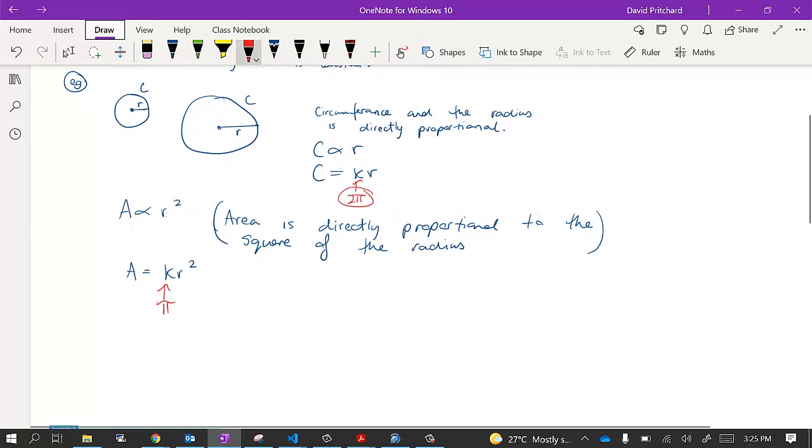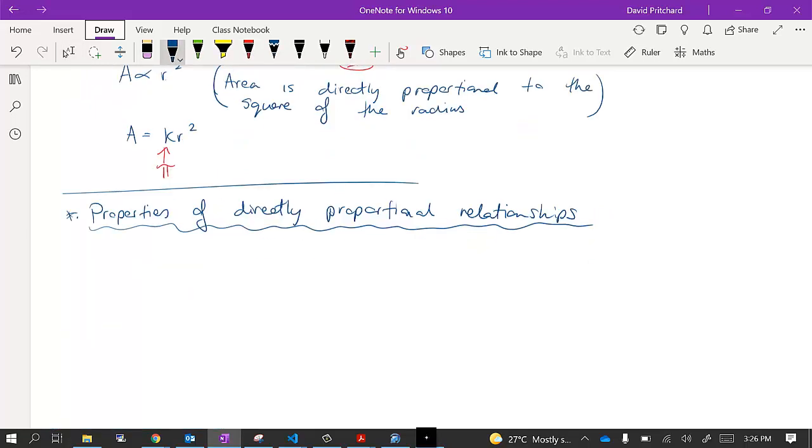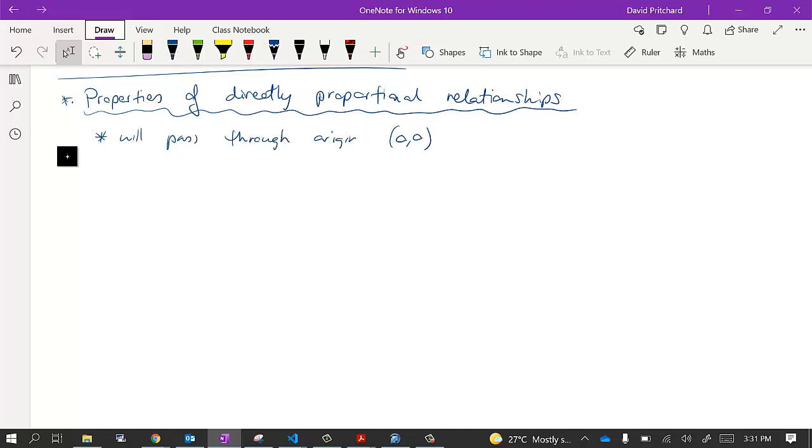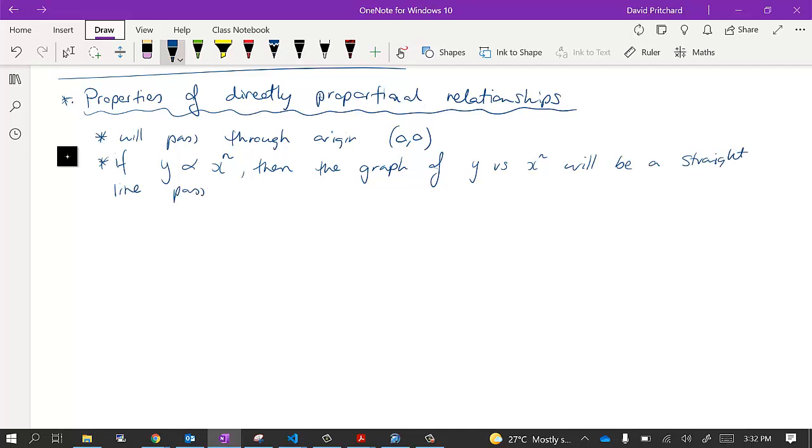Right. There are a couple of properties that we want to write down for directly proportional relationships. The first property is that a directly proportional relationship will pass through the origin, or (0, 0). The second property is that if y is proportional to some function, let's say x to the power of n, then the graph of y versus x to the power of n will be a straight line passing through the origin. Okay, let me look at this in a little bit more depth.